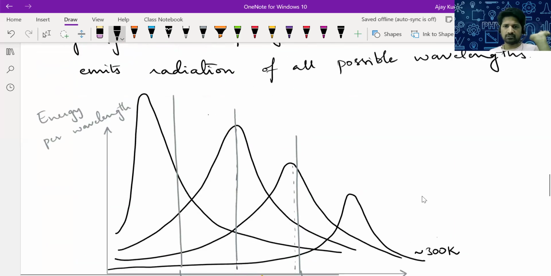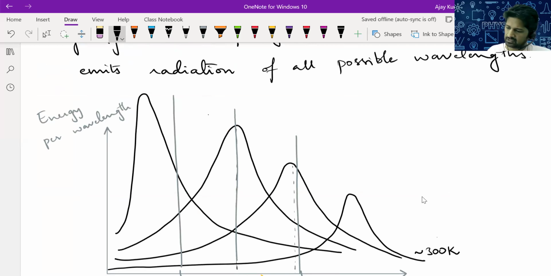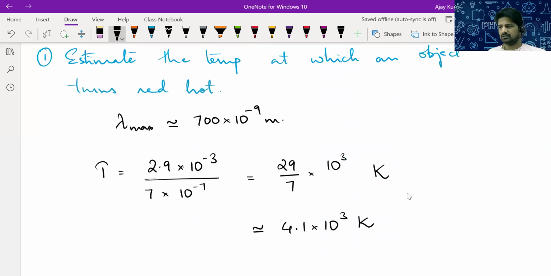Okay, so you can show that in this graph. For it to reach this temperature, or for it to emit red radiations, the temperature should be approximately 4000 Kelvin. Okay, and that is the temperature that you see from those objects which are red hot. Even a flame has such high temperature. Okay, you can even estimate the temperature of the sun.